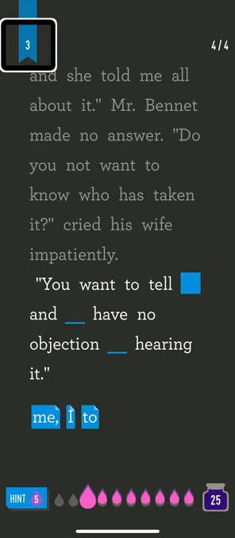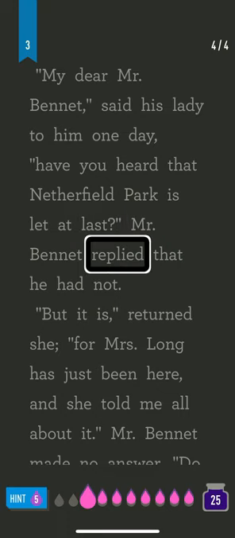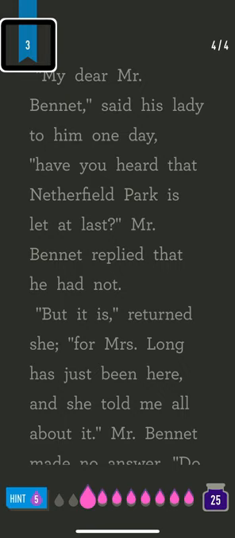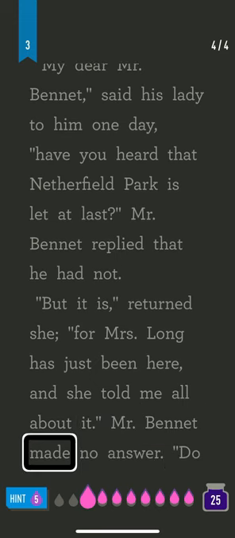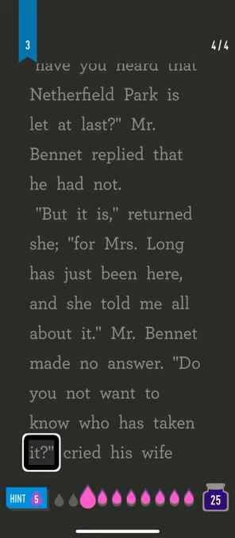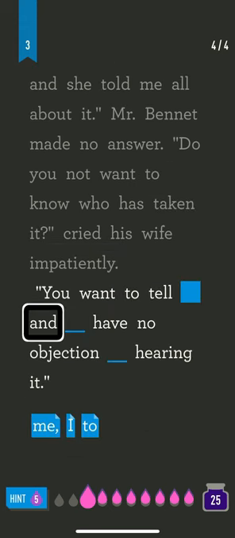My dear Mr. Bennett said his lady to him one day, "Have you heard that Netherfield Park is let at last?" Mr. Bennett replied that he had not. "But it is," returned she, "for Mrs. Long has just been here, and she told me all about it." Mr. Bennett made no answer. "Do you not want to know who has taken it?" cried his wife, impatiently. "You want to tell me, and I have no objection to hearing it."